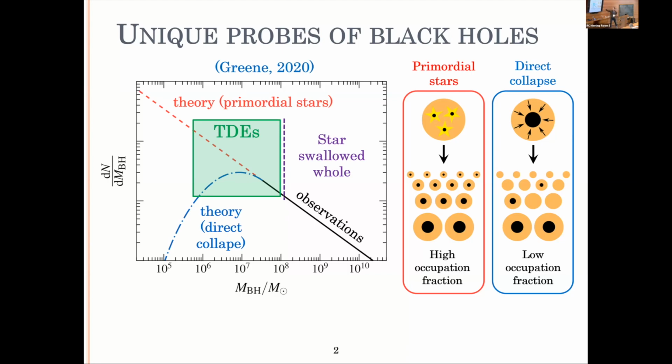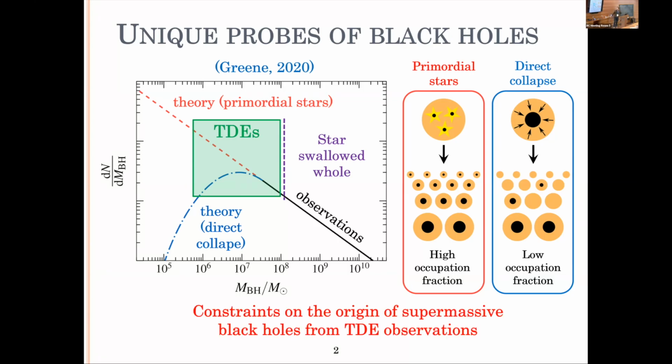So this is really the location where we see deviations between these two theories. So TDEs really can help us put constraints on which combination, maybe, of these two mechanisms is actually the dominant one. All right, so that's the main takeaway.